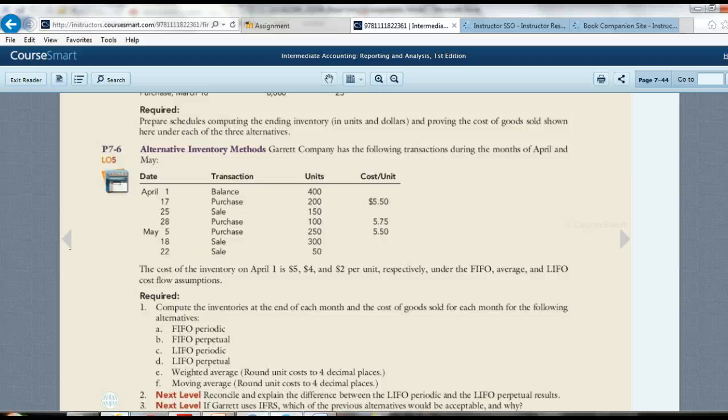So we see on April 1st, there was a balance of 400 units. And then on April 17th, there was a purchase of 200 units at $5.50. Then on April 27th, we have a sale of 150 units. On April 28th, we have a purchase of 100 units at $5.75 a unit. May 5th, a purchase of 250 units at $5.50 a unit. May 18th, a sale of 300 units. And May 22nd, a sale of 50 units.